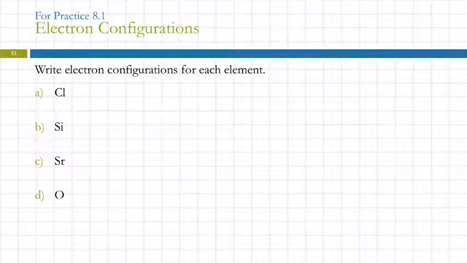Okay, let's write electron configurations for chlorine. Let's do the noble gas versions. So what's the noble gas right before chlorine? Neon. And then looking at the periodic table, what's after neon? 3s2. And we come over to the P block, and how many? 5. 3p5.